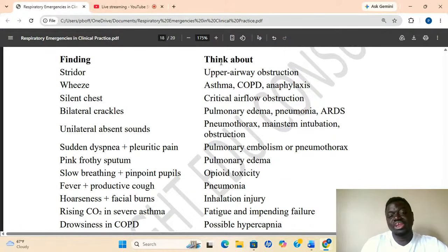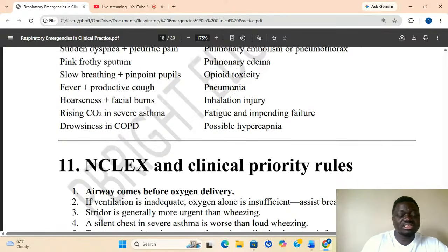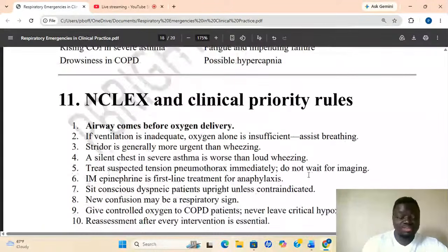If you hear your stridor, you know where the problem is. You hear your wheezes, you know where the problem is. You hear your silent chest, the bilateral crackle. So these are combinations that you should know. Now, NCLEX clinical priority rules. Okay, we have 10 minutes to leave.